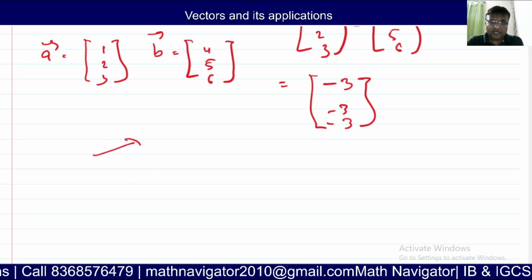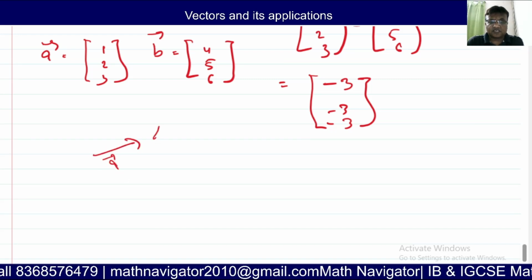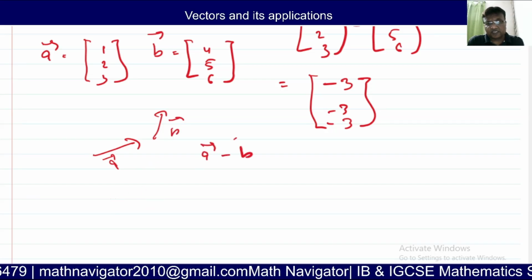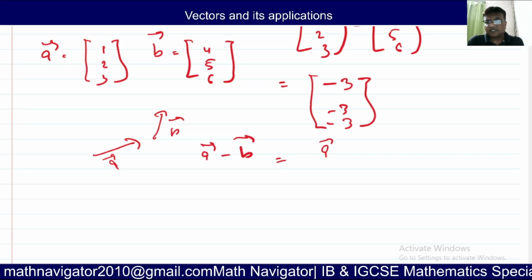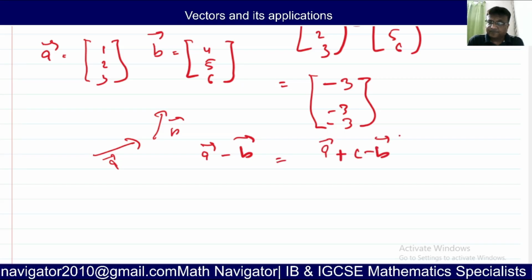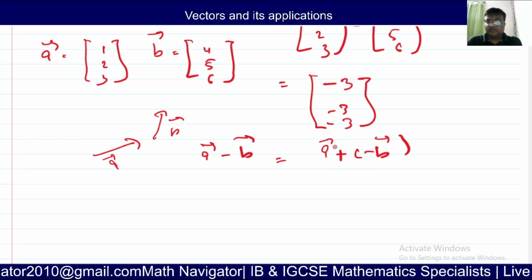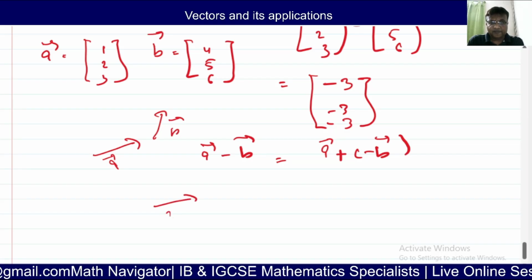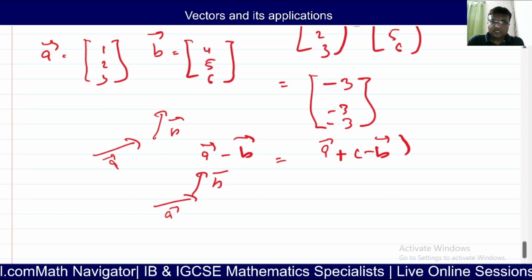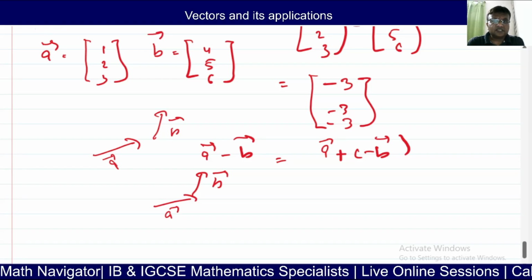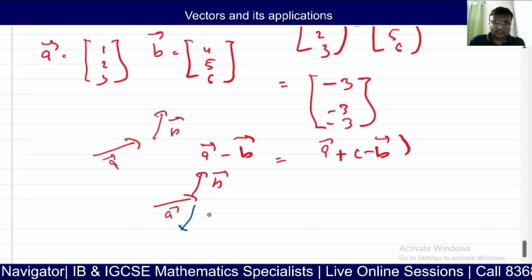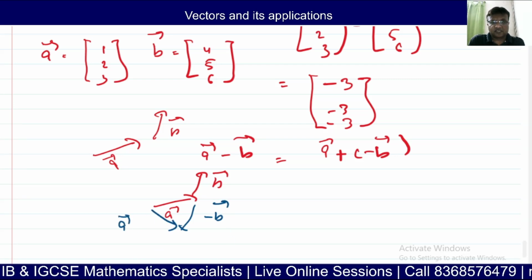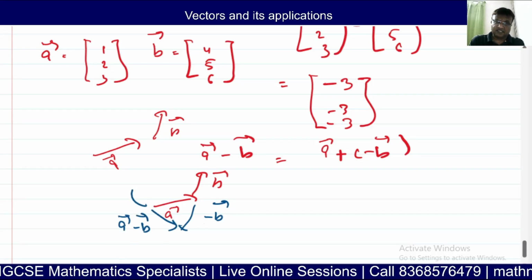But let's see how you will do it graphically. Vector A minus vector B can be written as vector A plus negative vector B. That means addition of the negative of vector B to vector A. So this is vector A, this is my vector B. The negative of a vector will be taken in the opposite direction like this. So this will give me the resultant. So this is vector A minus vector B. This is the answer, right? Got it? Very good.